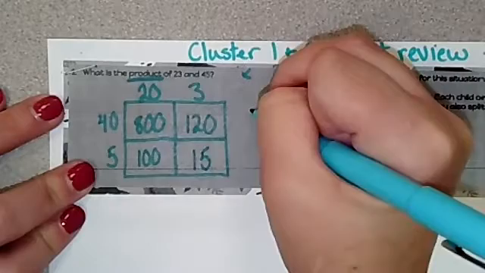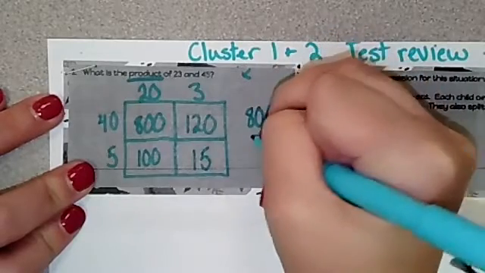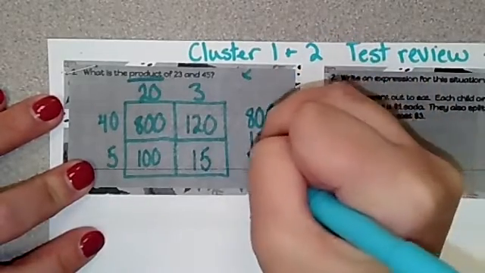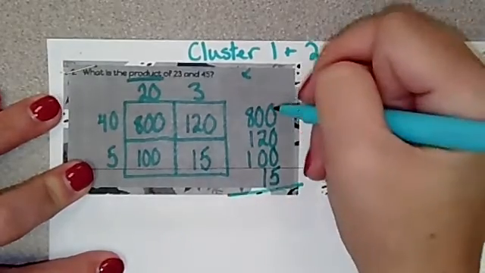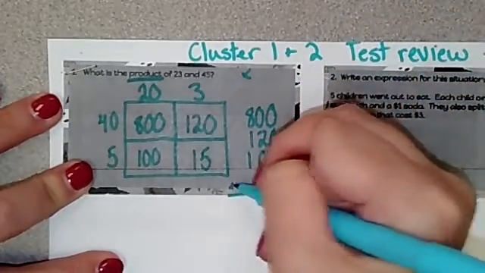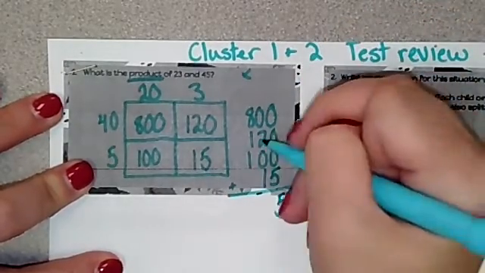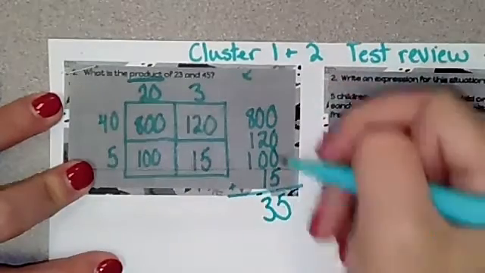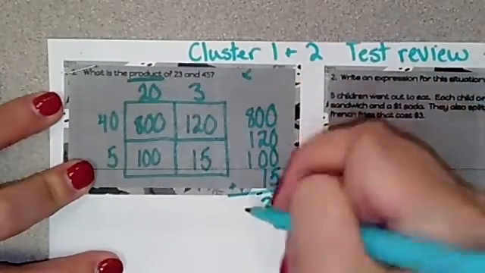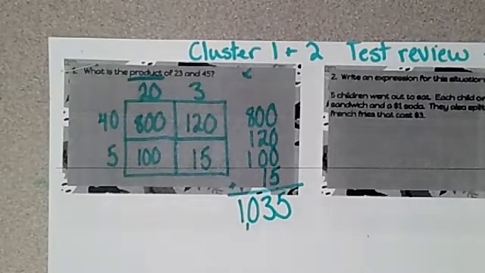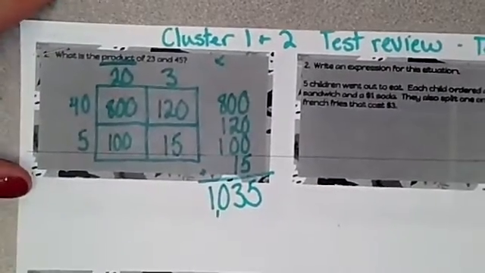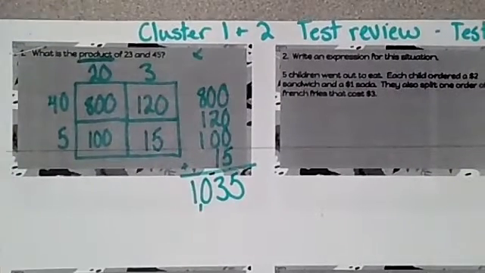When I add them, I get 800 plus 120 plus 100 plus 15. Add them all together. 0 plus 0 plus 0 plus 5 is 5. 2 plus 1 is 3. And then 8 plus 1 is 10. 1,035. Not so bad, right? Not so bad at all, guys. This is going to be the easiest test you've taken all year.